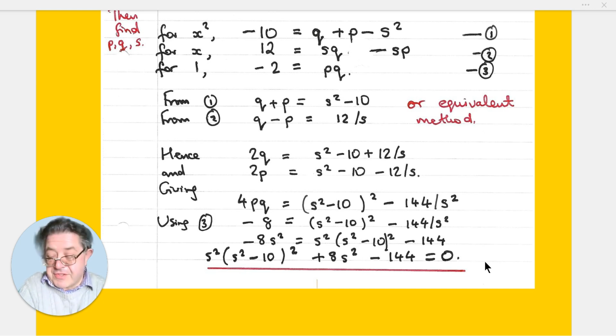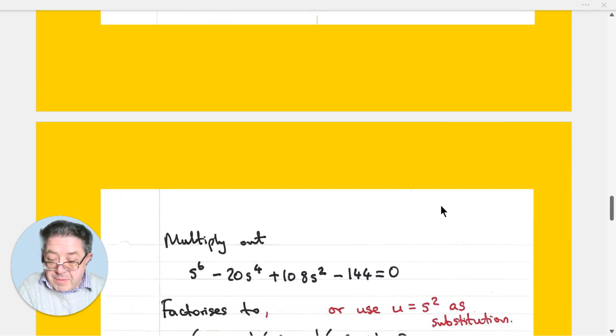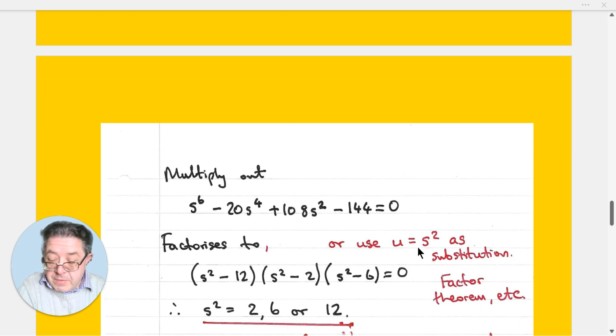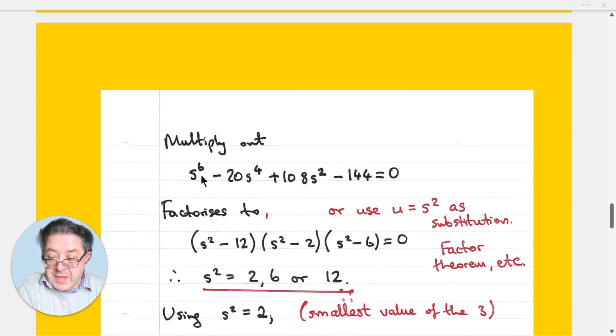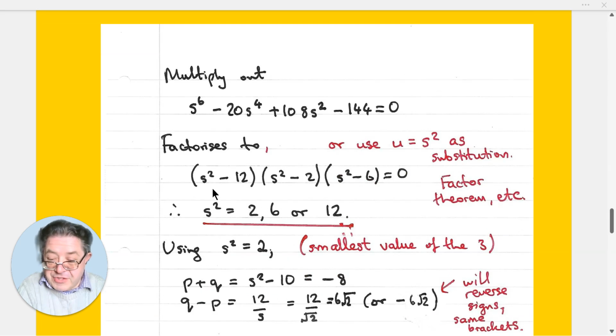The question now asks us to find s squared. What we have here is essentially a cubic in s squared. You could replace s squared by a letter, like u, but you don't have to. So multiplying out the equation, we get this order 6 equation in s to the 6, essentially a cubic. It factorizes using the factor theorem to s squared minus 12, s squared minus 2, s squared minus 6. So s squared equals 2, 6, or 12.